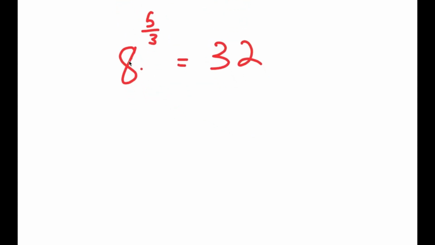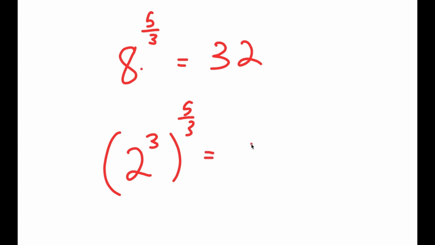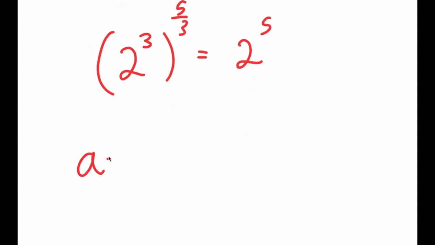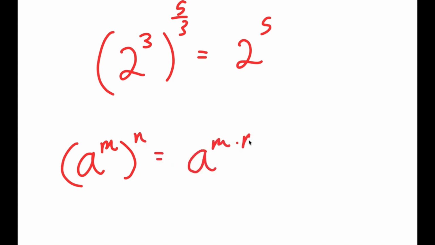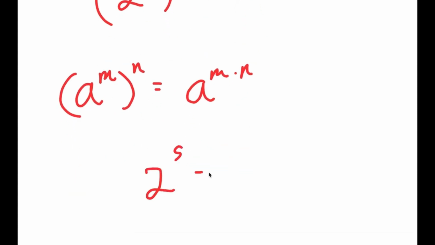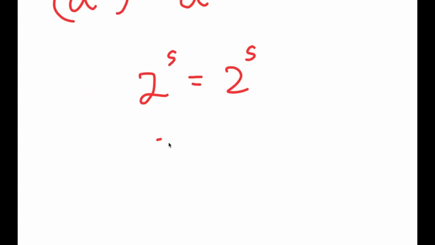Now, 8 is the same thing as 2 to the power of 3. So I get 2 to the power of 3 to the power of 5 over 3 is equal to 32, and 32 is the same thing as 2 to the power of 5. And if I have something in the form a to the power of m to the power of n, this is equal to a to the power of m times n. So these two 3's cancel out, and I get 2 to the power of 5 is equal to 2 to the power of 5, or this is the same thing as 32 is equal to 32.